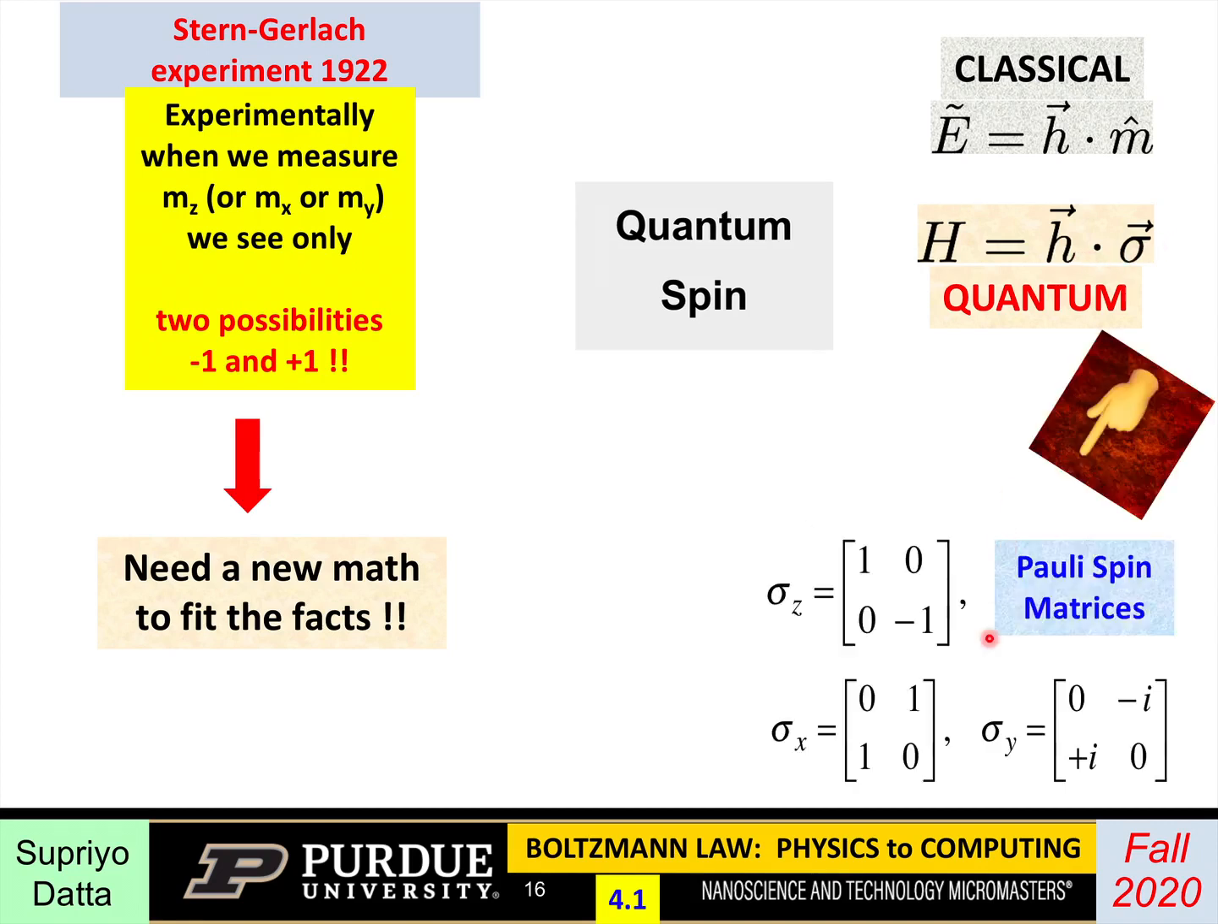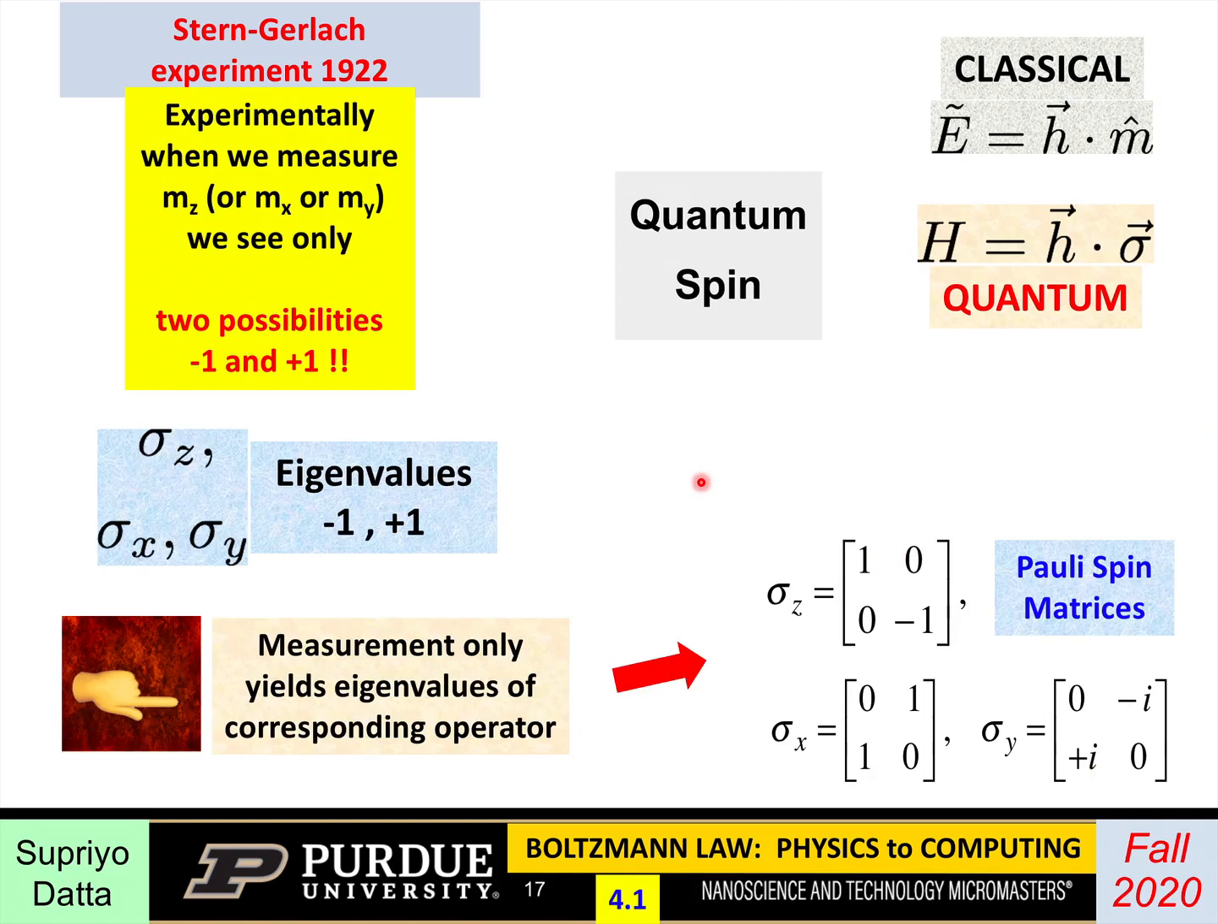Well, we have these three Pauli spin matrices, one corresponding to each direction: sigma z, sigma x, and sigma y. And these are the three matrices. And so h dot sigma means hx times this matrix plus hy times that matrix plus hz times the sigma z matrix. And when you measure any quantity, let's say I measure mz, what values will I get? And the answer is, the measurement will only yield eigenvalues of the corresponding operator. So what are the eigenvalues?